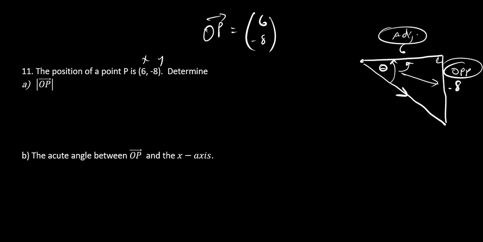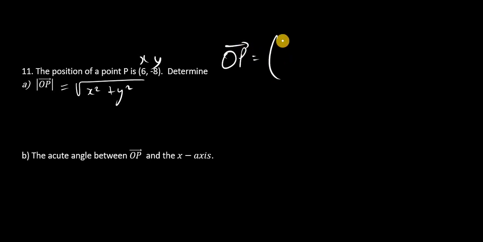Let me just clear the screen quickly. Alright, so we have number 11. The position of the point P is given as 6, negative 8. Determine the length of vector OP. So we're going to use the formula square root of x squared plus y squared. This is our x, this is our y. We have the position vector OP. We use the same components, 6, negative 8, and we're going to put those values in.